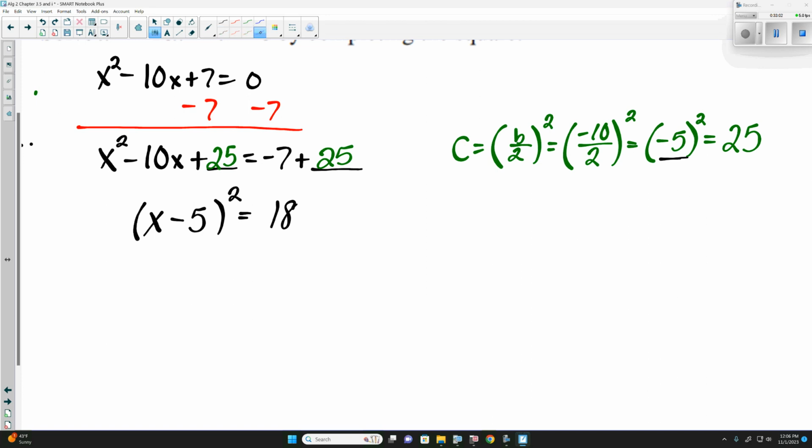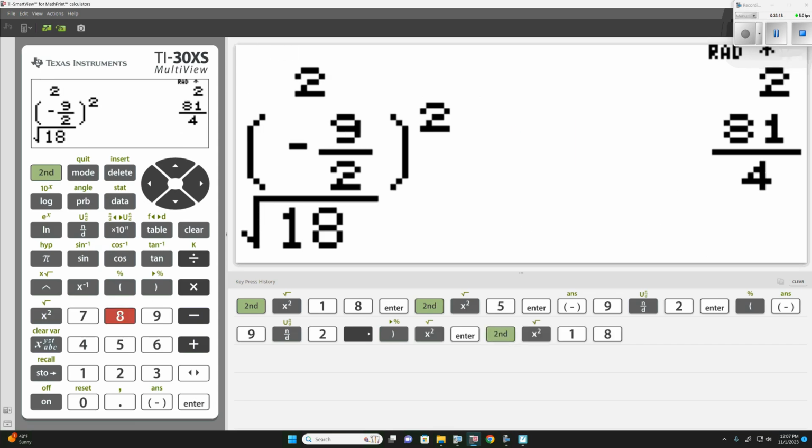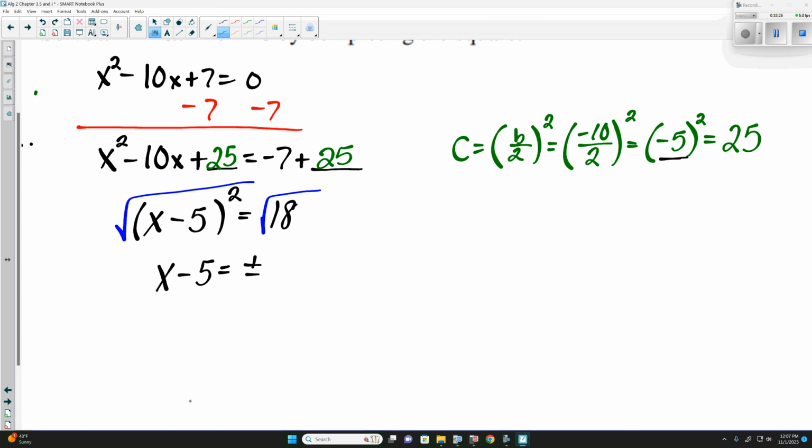Now, at this point here, we can take the square root of both sides to solve for x, which will tell us x minus 5 is equal to plus or minus, well, square root of 18. Since it is positive, we can just plug it into the calculator. It'll do it for us. 3 square roots of 2. So it tells us that x minus 5 is equal to plus or minus 3 square roots of 2. Lastly, in solving for x, we would add 5 to both sides, telling us x is equal to 5 plus or minus 3 square roots of 2.